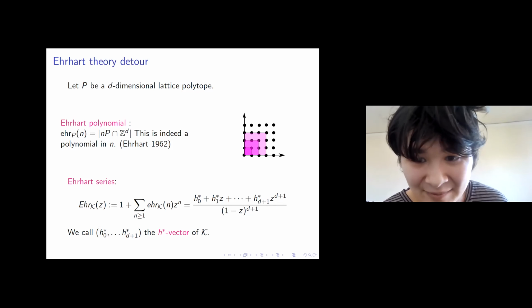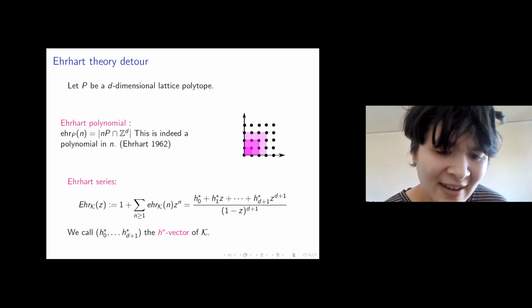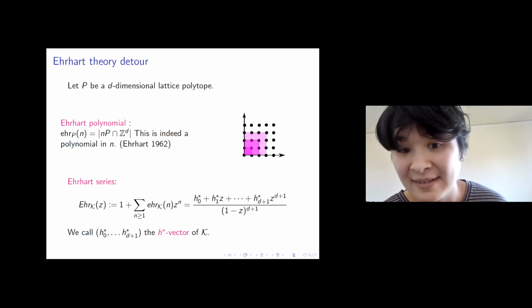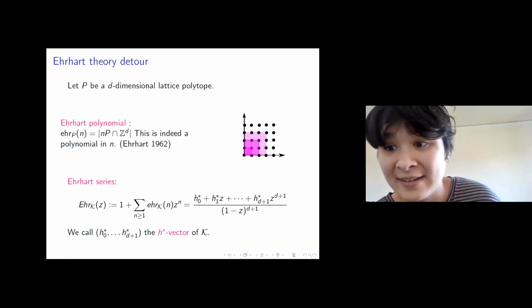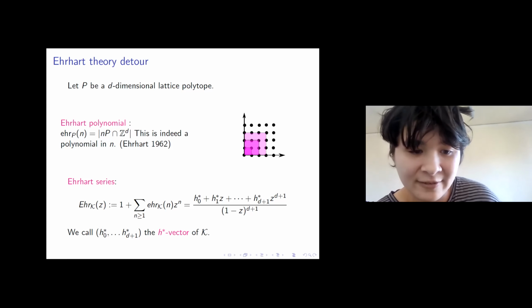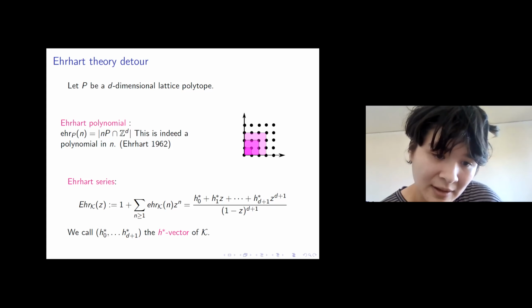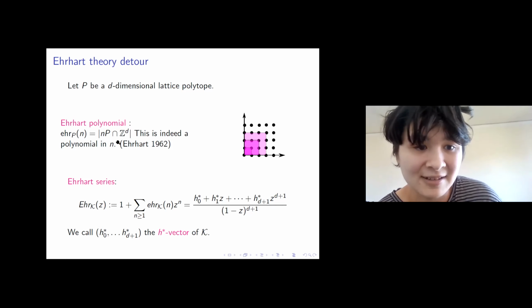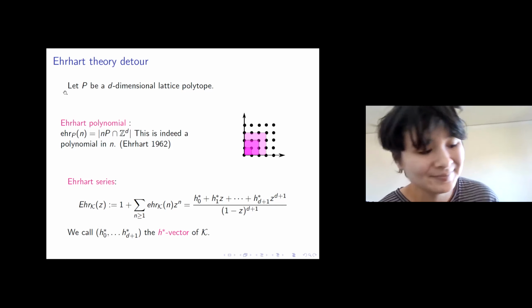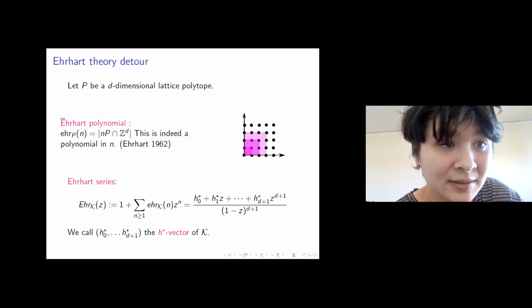So the reason why sometimes I talk about the H star polynomial instead of the Ehrhart polynomial is that I think of it as a change of basis. It encodes exactly the same information, but the H star polynomial satisfies some nicer properties than the Ehrhart polynomial. For example, for a polytope, the H star polynomial has all coefficients that are non-negative integers, which is not true about the Ehrhart polynomial. So that's why we care about the H star polynomial.